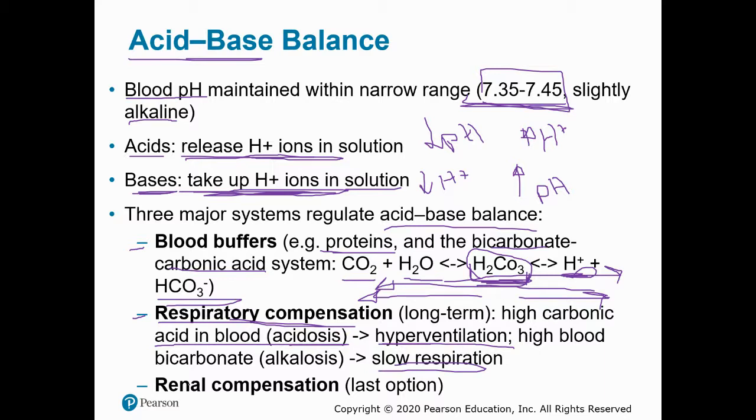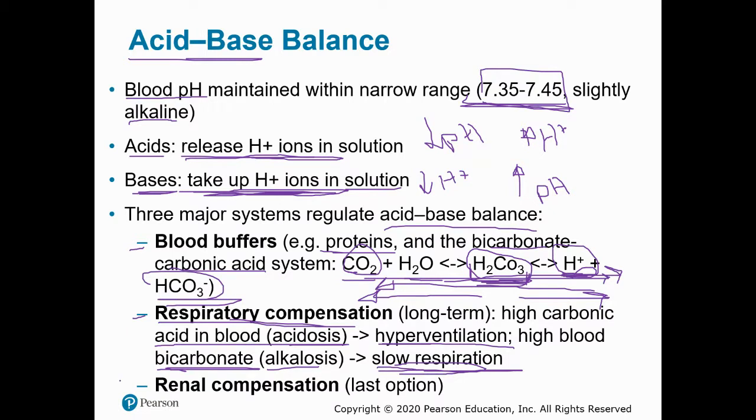In the reverse way, if the blood is too basic, meaning there's too much bicarbonate in the blood, or alkaline, then if we slow down respiration, we exhale less, meaning there's going to be more CO2 in the blood, which will push this reaction to the right, resulting in more hydrogen ions in the blood, helping to bring the pH back down, making it more neutral.